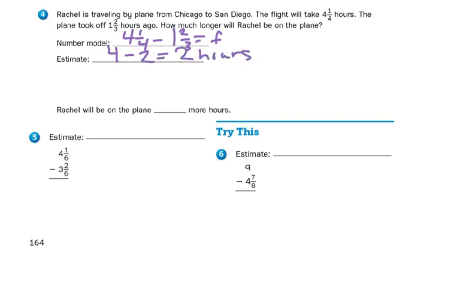So I would suggest if you're on Delta Airlines and you have a screen in front of you, watch a movie or read or write a letter or talk to the person next to you.